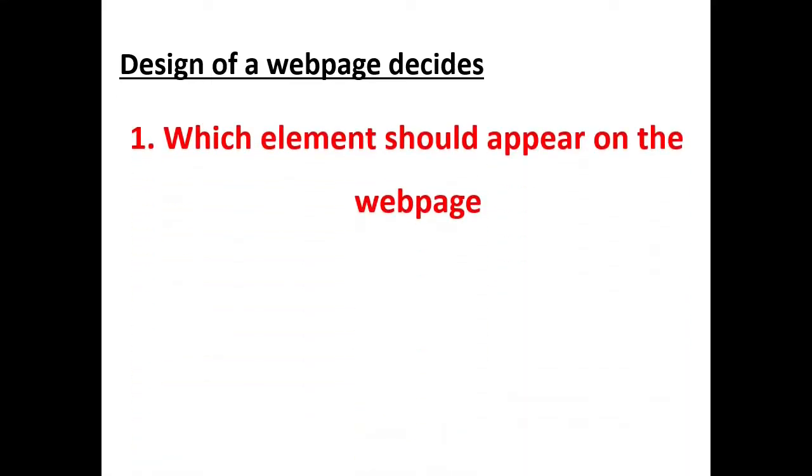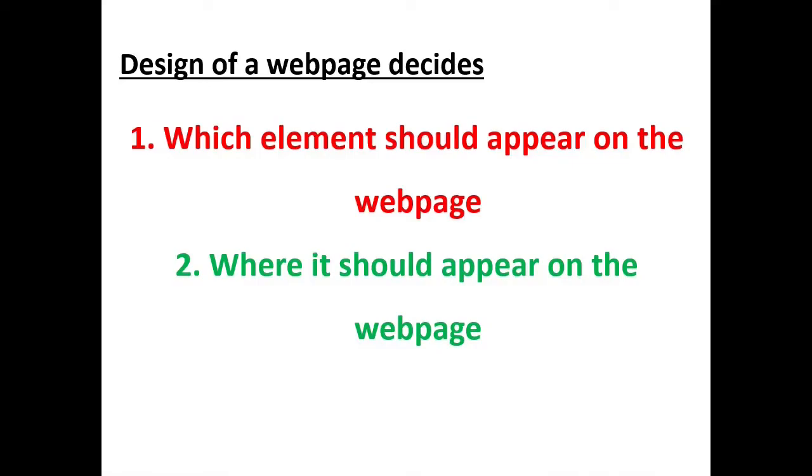The design is a planning process to decide which element appears on the web page. We cannot simply dump every information we have on a web page and make it a big mess. So it is very important to make a list of elements which should be displayed on the web page. Once we complete this first phase of design, next we have to decide where those elements should appear on the web page. That means deciding position of every element on the web page. This is the second phase of the design.